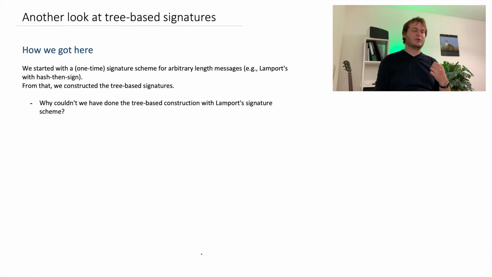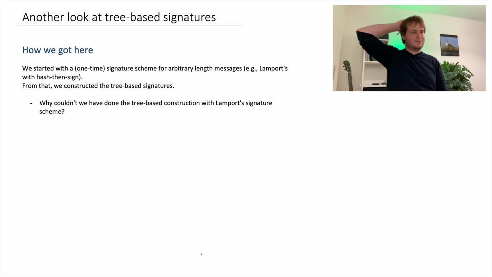Hey, let's talk about tree-based signatures again. This time a little bit more of a meta level. So how did we get here and what's happening? And then I want to talk about an alternative construction of how to get from this tree-based idea to stateless signatures.